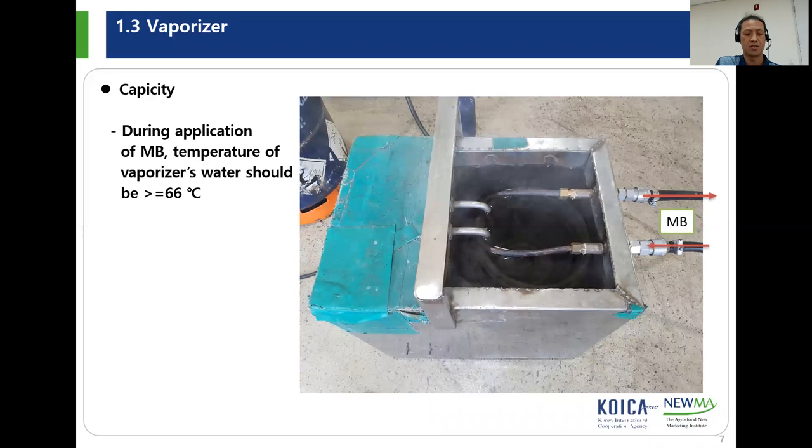A vaporizer is used for vaporizing MB, whose water should be over 66 degrees Celsius during injection of methyl bromide. MB goes in through this line and goes out through the other line after being heated by boiled water. The line for MB in the vaporizer is coiled like this. There is a heater inside the vaporizer. This is a heater.